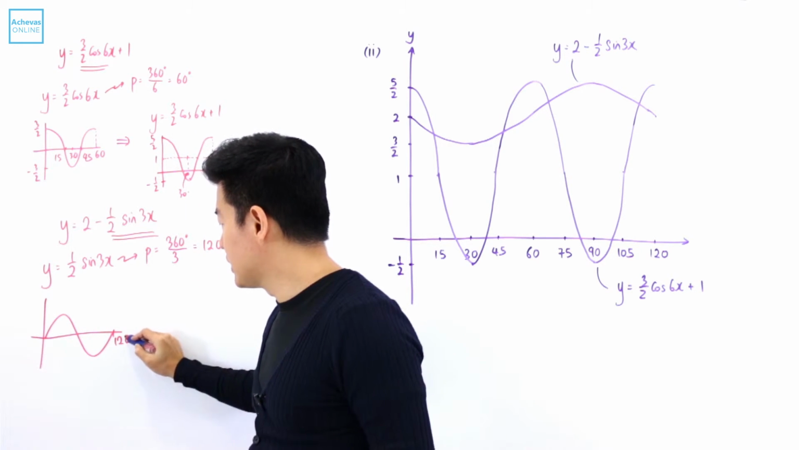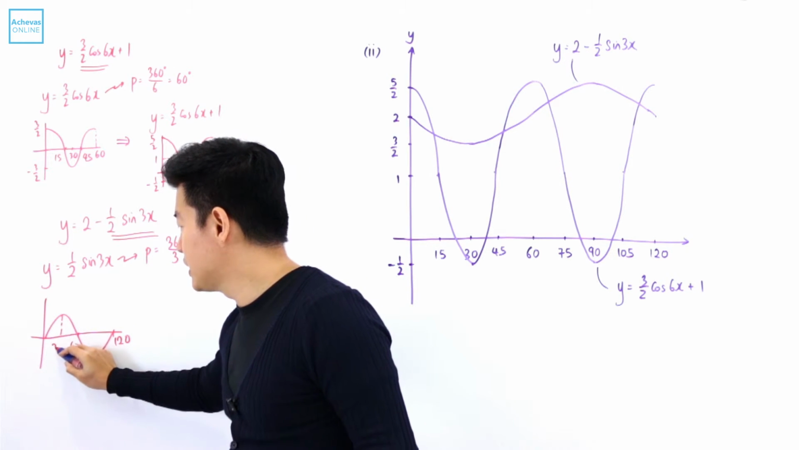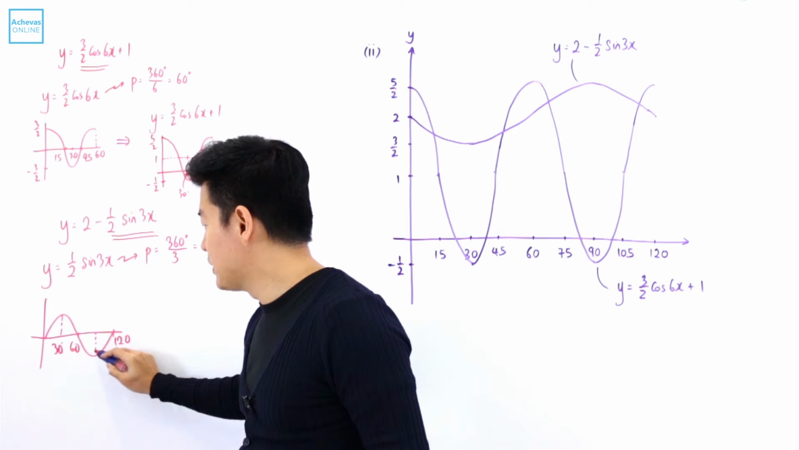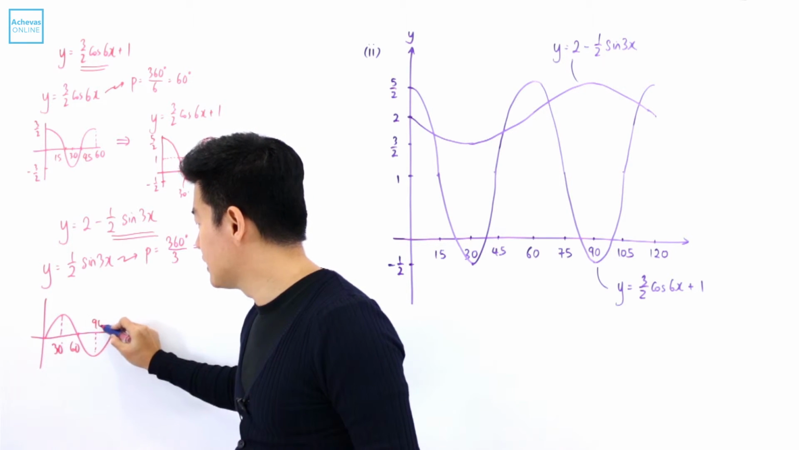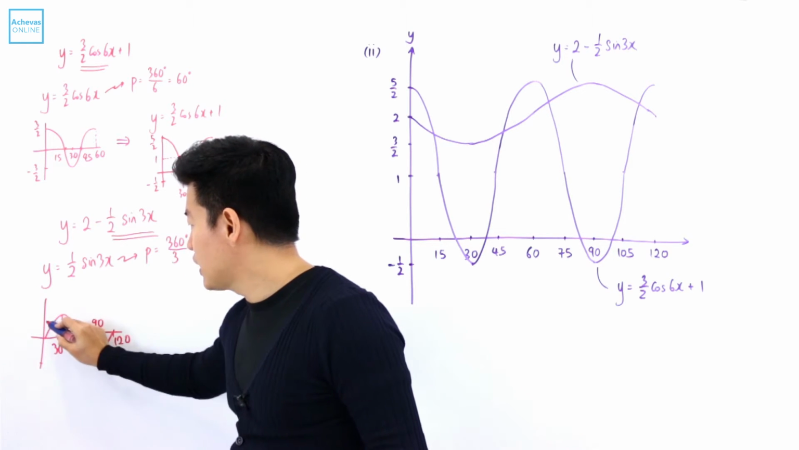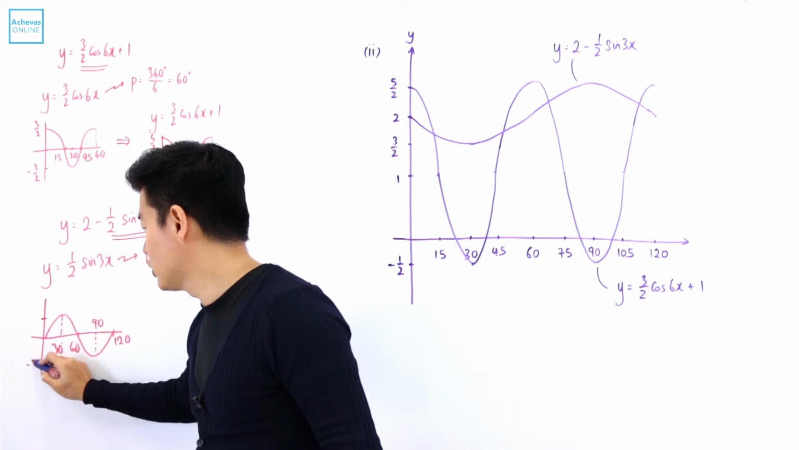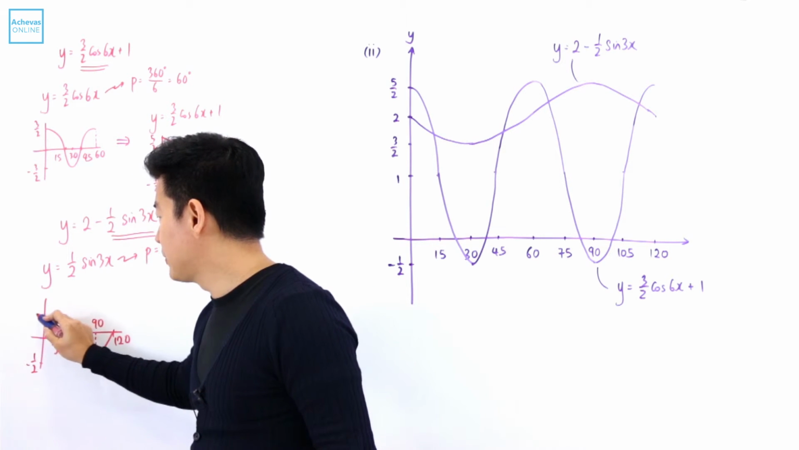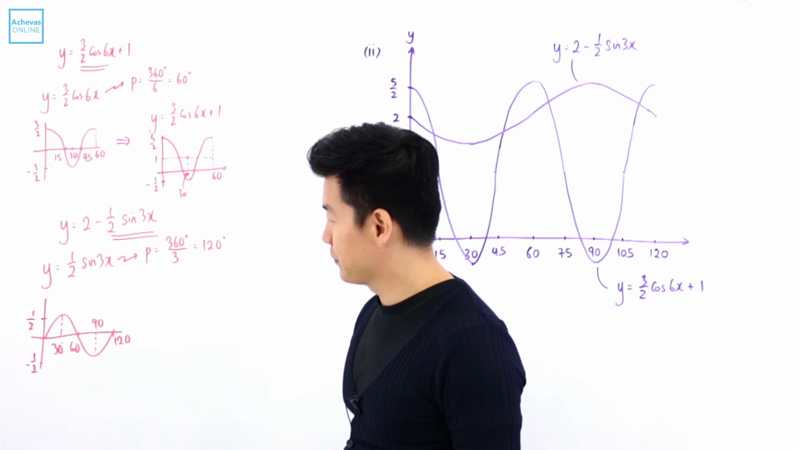Ending at 120, here it is going to be at 60. The maximum possible point here is going to be at 30. And the minimum possible point here is going to be at 90. And for the y coordinate of the minimum possible point, because the amplitude is half, here is going to be minus 1 over 2. For the highest possible point, the y coordinate is going to be at half.